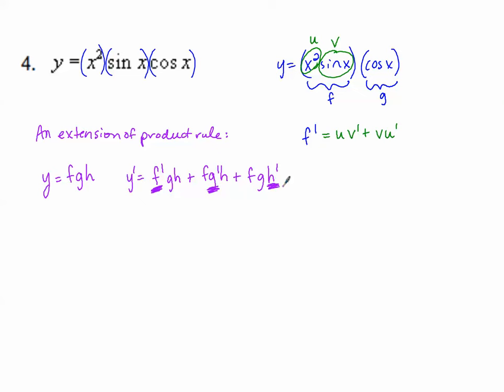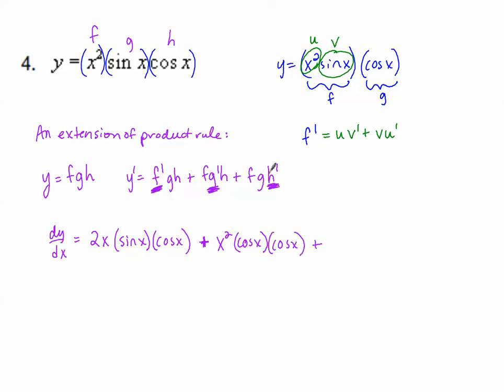So how does that look for our function, dy/dx? Call it f, g, and h like that. F prime is 2x, and then I write the other two functions plus g prime, the derivative of sine of x, is cosine of x. And then I just write the other two functions, x squared and cosine x. And then h prime, the derivative of cosine x, is negative sine of x. And then I write the other two functions. And then simplify as needed. Pretty cool.